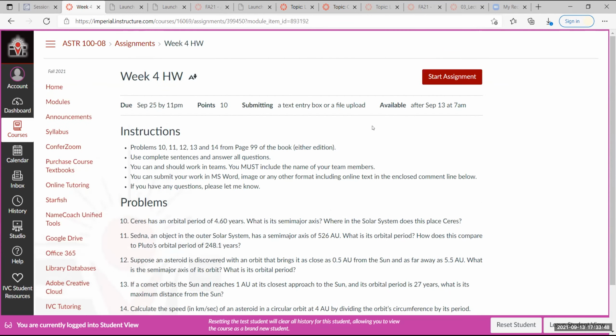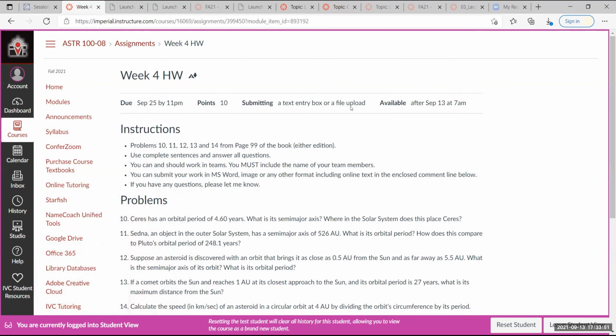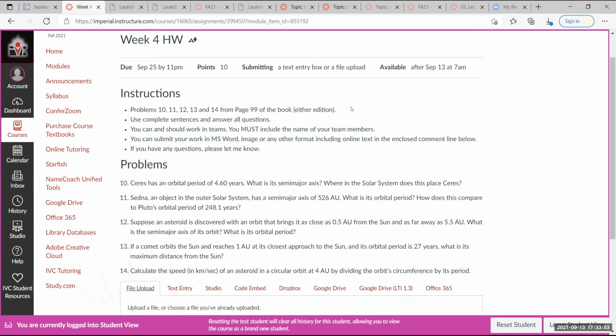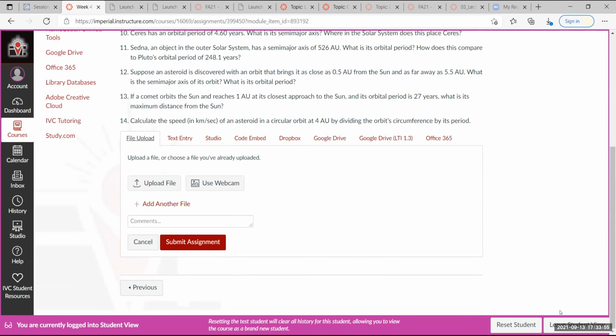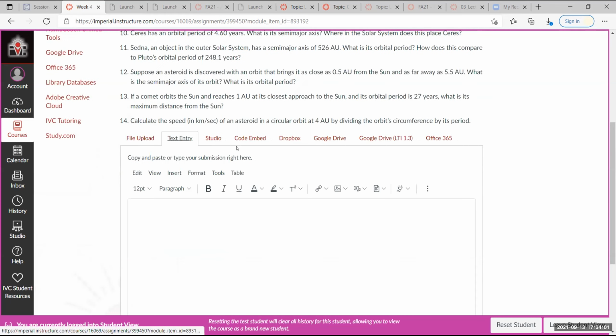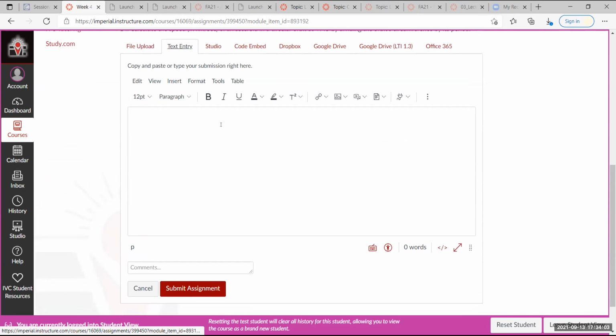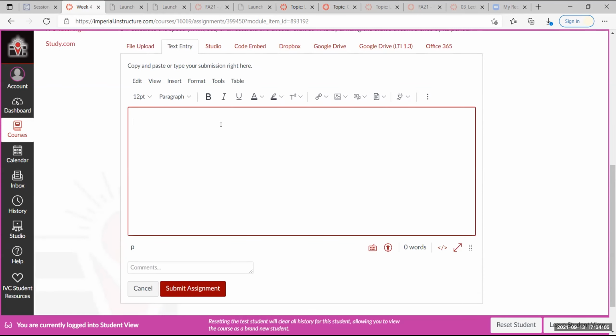Again, when I submit this one, let me start the assignment. I'm a student, of course. I'm in the mode of looking at it from the vantage point of a student. So this is how it looks to you. There are 2 ways of answering this one. I would do text entry in here.